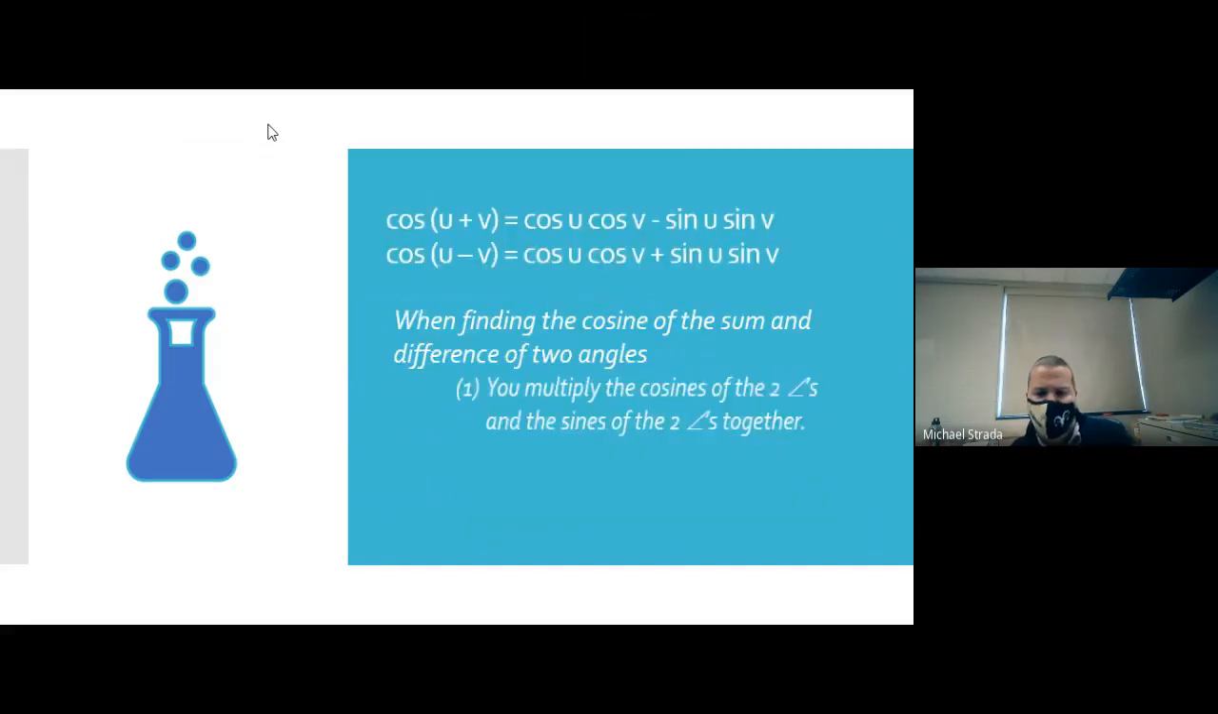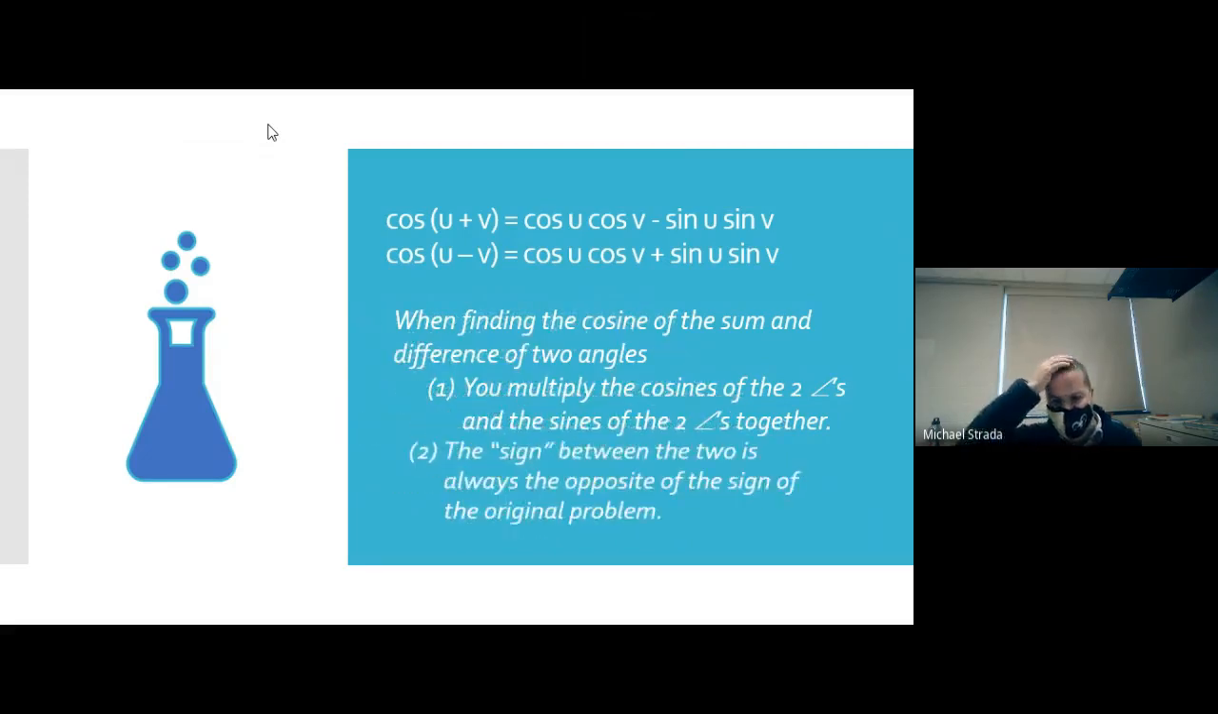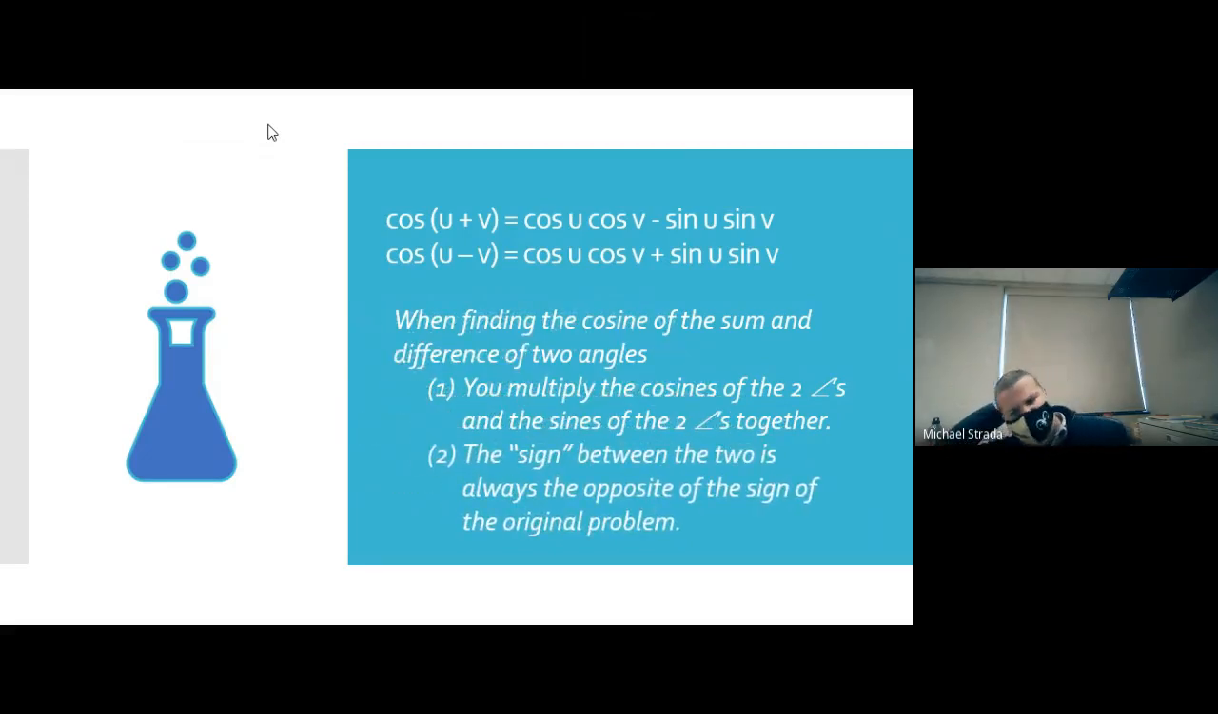Cosine of u plus v. When finding the cosine of the sum or difference of two angles, you multiply the cosines of the two angles and the sines of the two angles together. The sign between the two is always the opposite of the sign of the original problem. So the cosine of u plus v is cosine u cosine v minus sine u sine v. Cosine of u minus v is the cosine u cosine v plus sine u sine v. Again, you will have these formulas at your disposal. You just have to be able to utilize them.